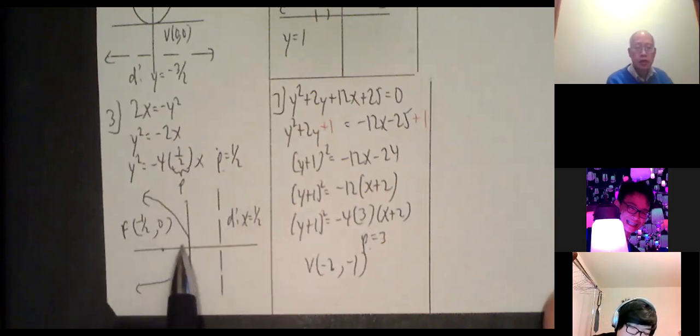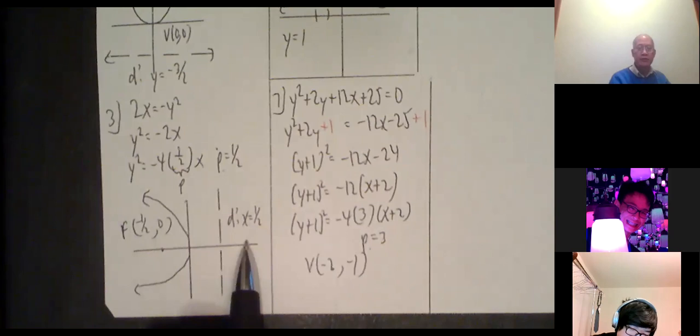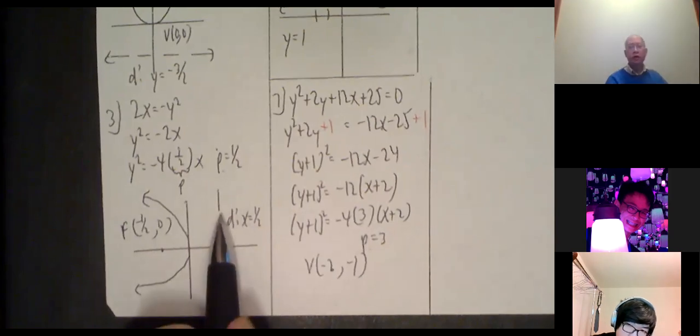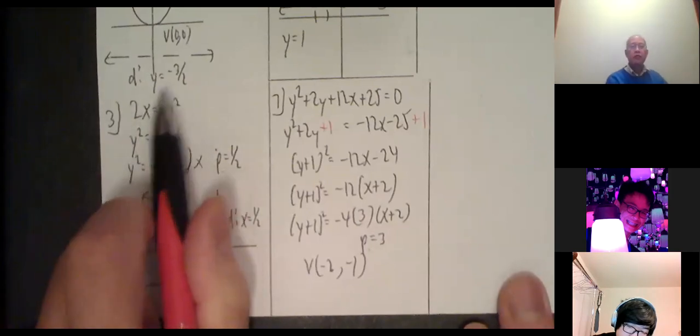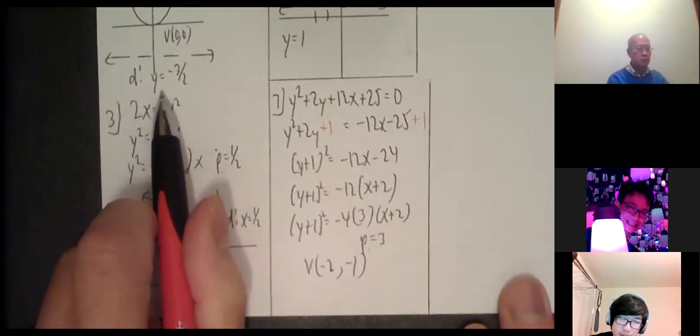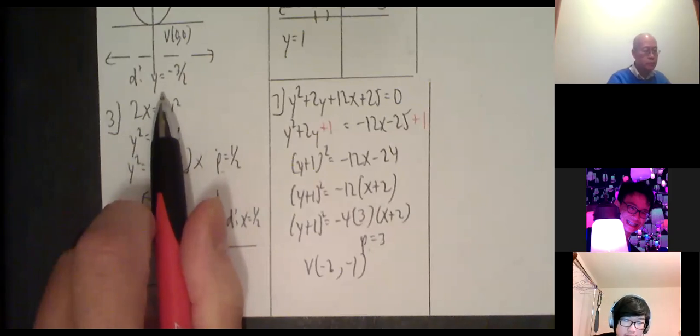Okay, focus, go half a unit that way. Negative a half, 0. Directrix, go half a unit that way. x equals a half. So remember, for a vertical line, the equation is x equals a constant. For a horizontal line, y equals a constant.